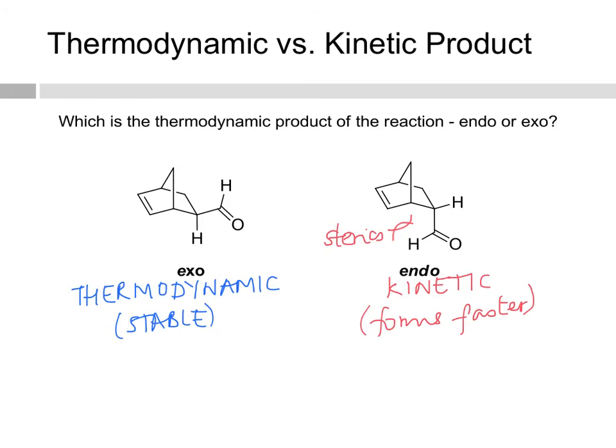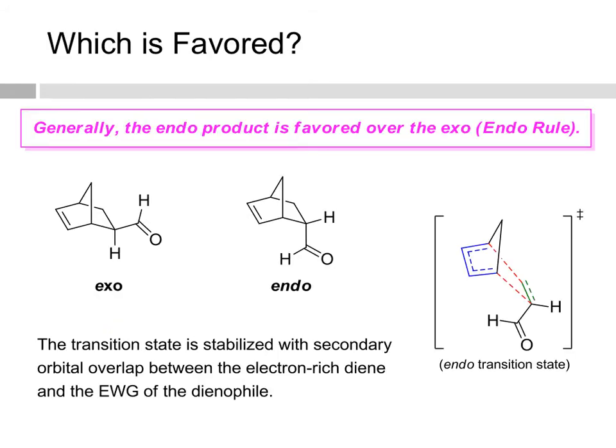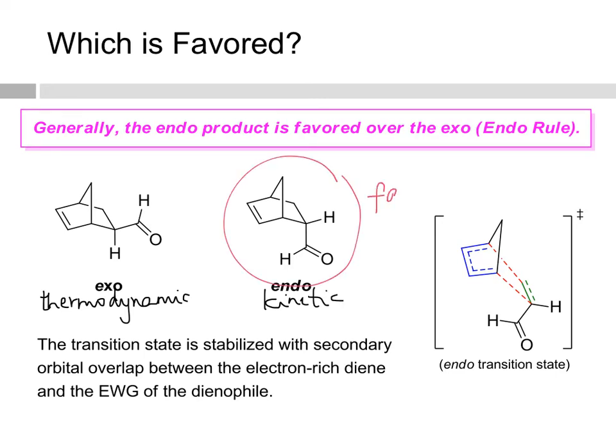Now let's look at why the endo product forms faster. Generally in a Diels-Alder reaction, the endo product is favored over the exo, and this is called the endo rule. So even though this is the thermodynamic product, and remember that this was the kinetic product, this is the product that's favored, usually in most cases.